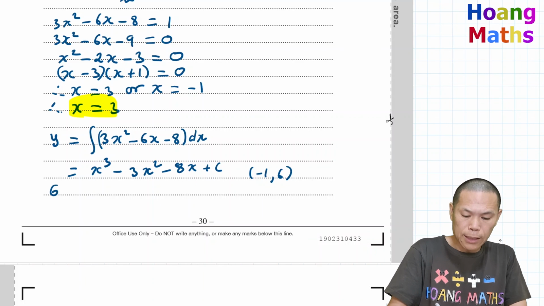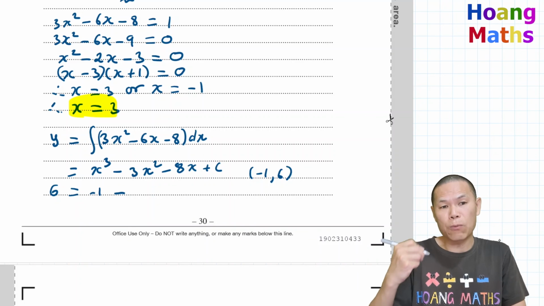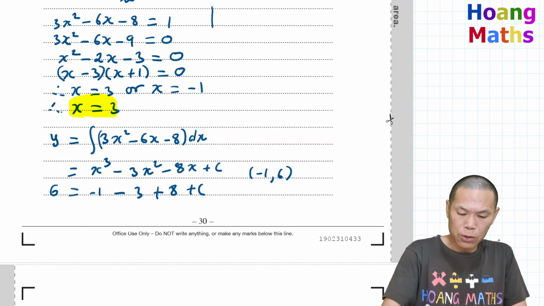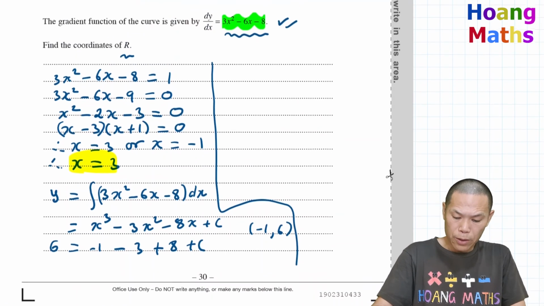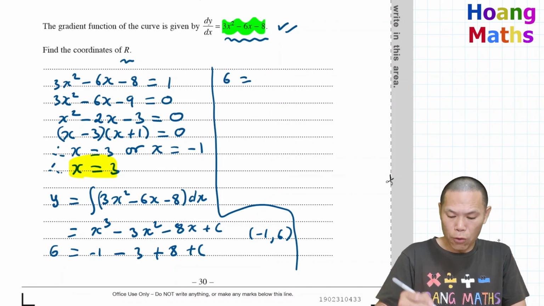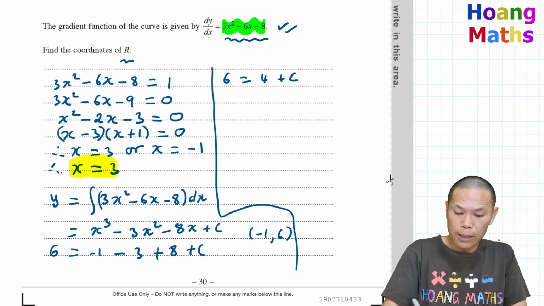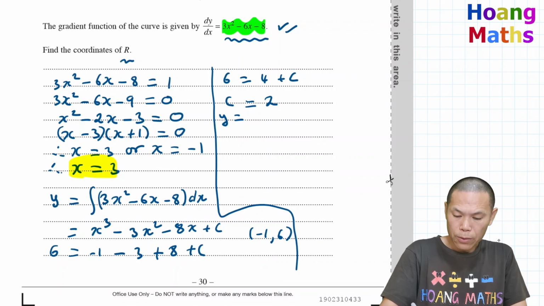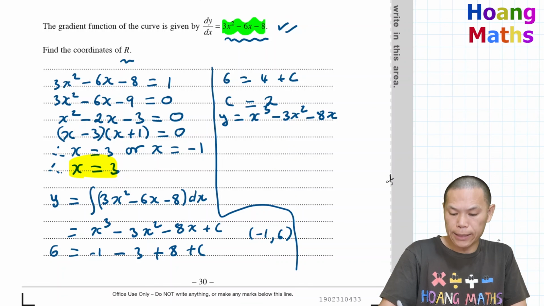So now that gives me 6 equals -1 power 3 is -1. Minus 3 times -1 squared is 1. So 3 times 1 is 3. Plus -8 times -1 is +8, plus c. So now we just simplify this. 6 is equal to, so -1 minus 3 is -4, plus 8 is 4, plus c. So c is 2. y is equal to x power 3 minus 3x squared minus 8x, and then we add c. c is 2, so plus 2.